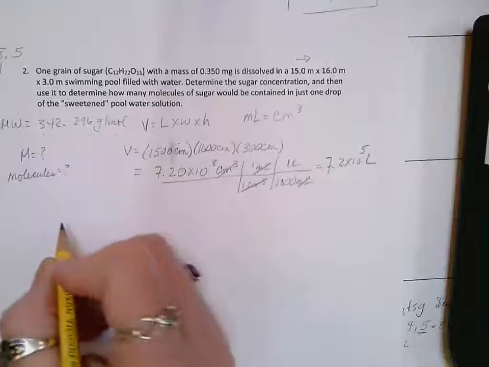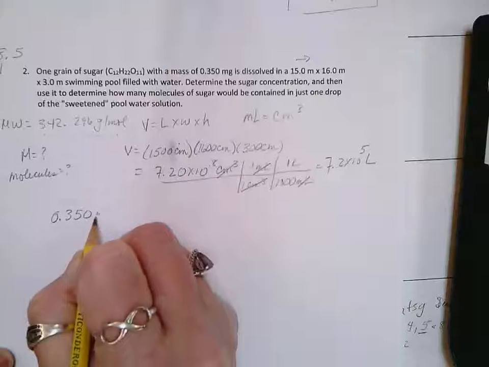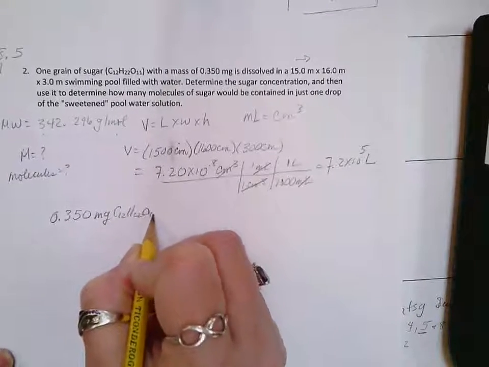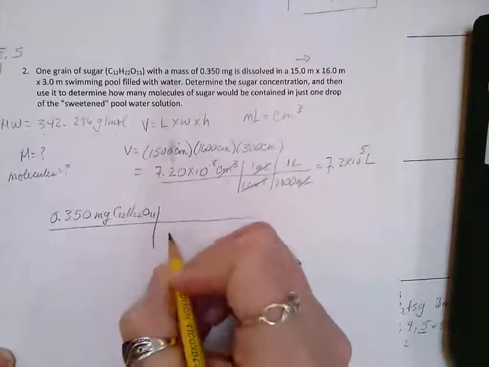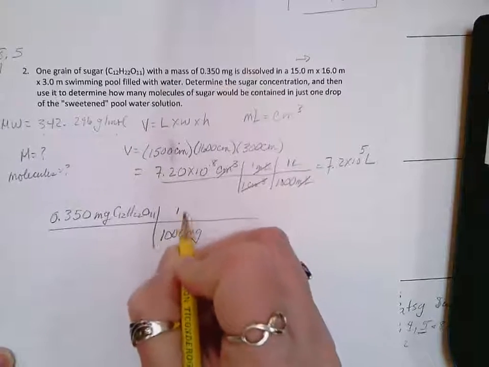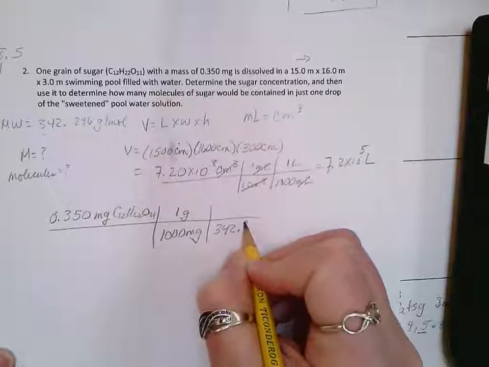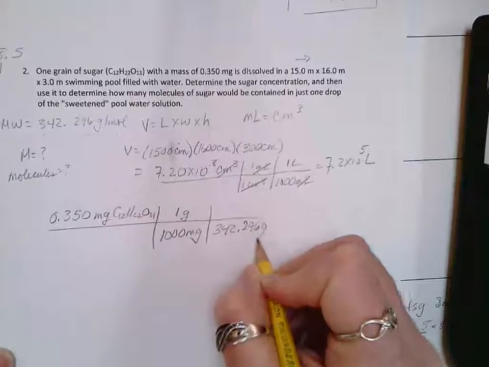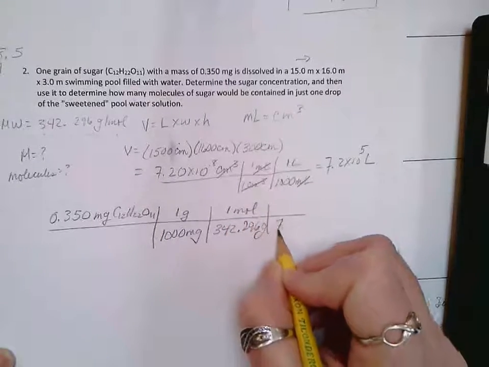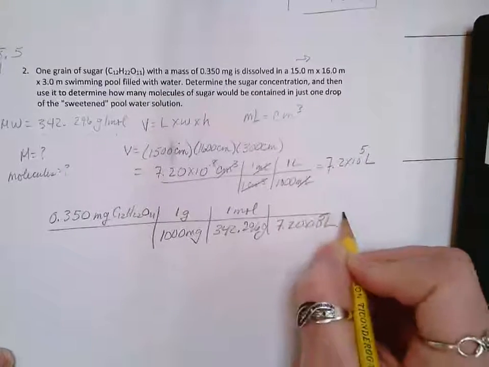So I'm going to start with my 0.350 milligrams of C12H22O11. And there are 1,000 milligrams in 1 gram, and there's 342.296 grams in 1 mole. And then dividing that by the answer we just got will give me my molarity.